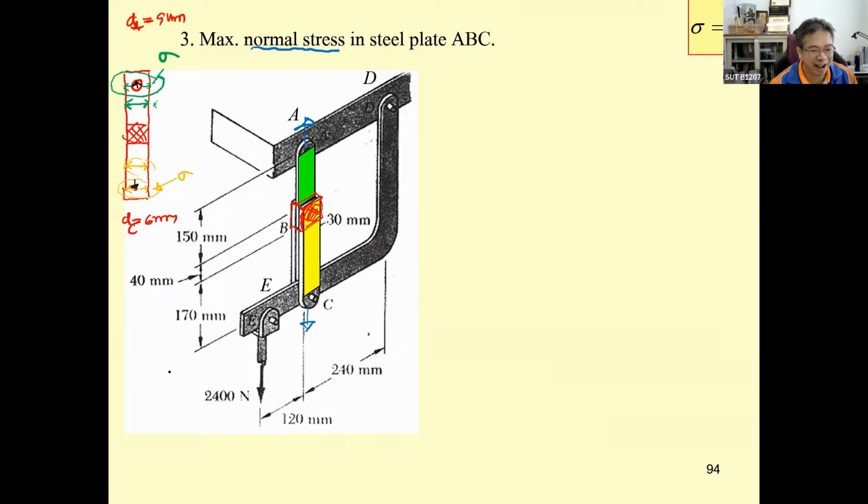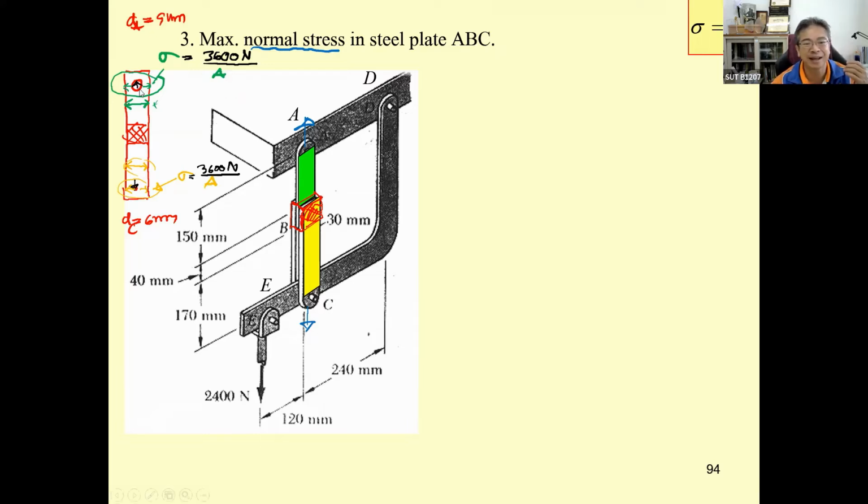And then this one will be subject to the same force. This one is going to be 3,600 Newton divided by what? By the area over here. This one is going to be divided by the area over here, and this one is going to be divided by the area over here. What is going to be the area over here?